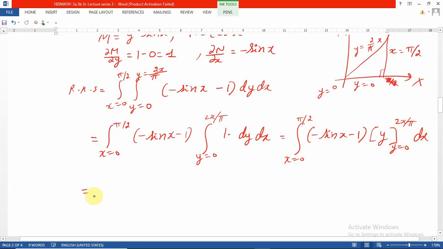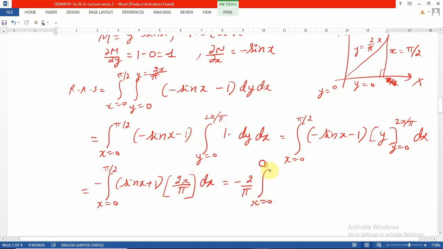So therefore here this is equal to integration x 0 to pi by 2 minus, I will take it outside so that our simplification will become very easy. Minus is outside, sin x plus 1 I will get here. Now y is going to become 2x divided by pi, and this is dx. So the constant I will take outside, 2 divided by pi outside, minus 2 divided by pi, integration x 0 to pi by 2. Now I will simplify this.